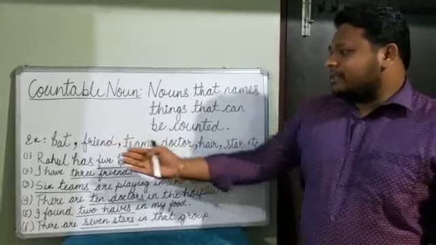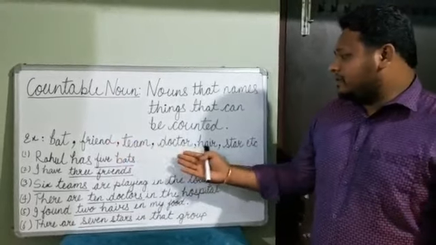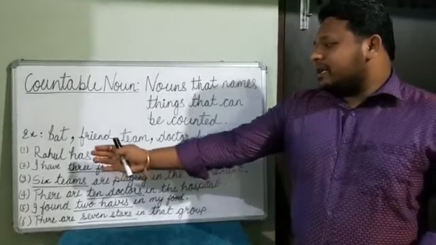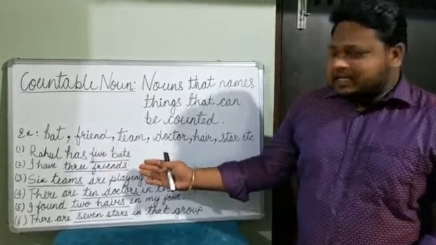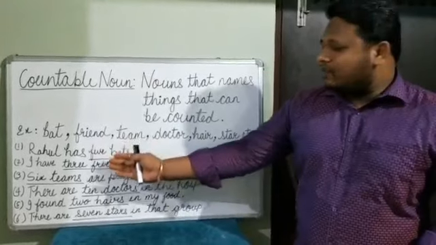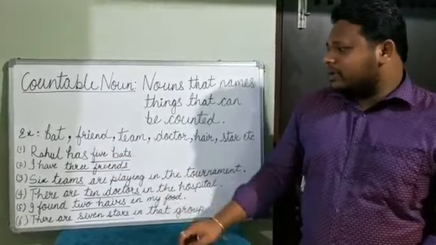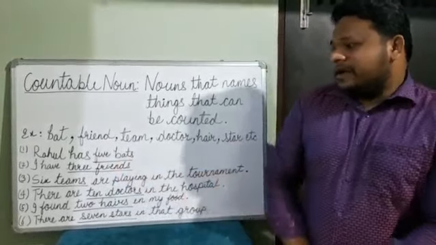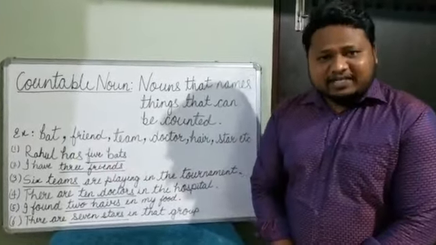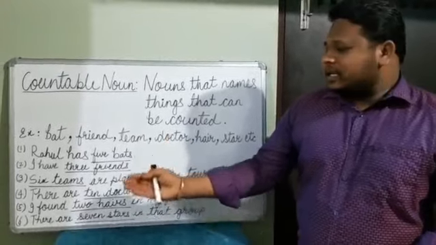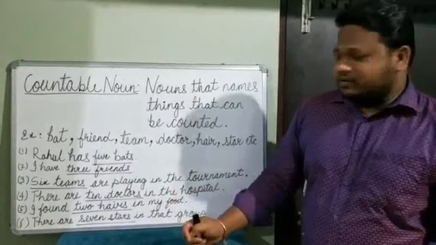I've taken some examples like bat, friend, team, doctor, hair, stars. So first one, Rahul has 5 bats. So we can define bats in form of numbers. So it's a countable noun. Second one, friends. I have 3 friends. So here I can define friends in form of numbers. So friends is a countable noun.